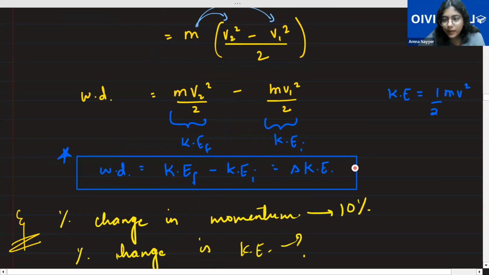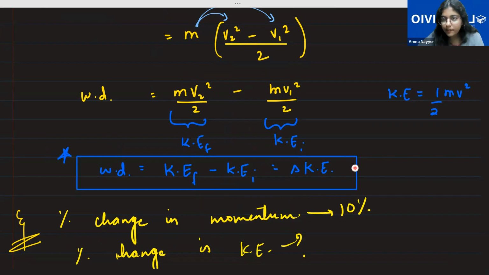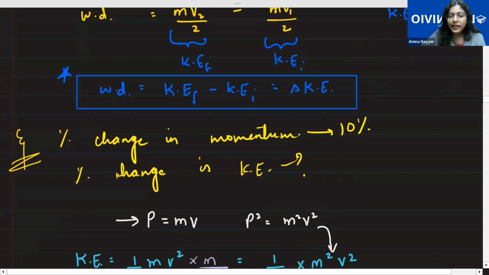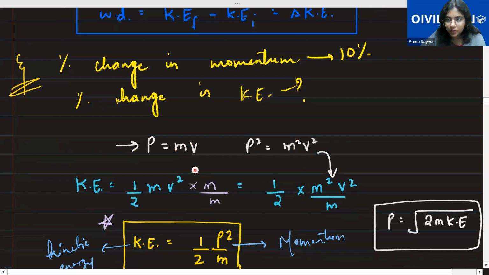Momentum and kinetic energy. See, momentum, Sanidhi, can you tell me its formula? Momentum of the body. P is equal to mass into velocity. Okay, this is its formula. Now see, P is equal to mv. Now kinetic energy is half mv square.